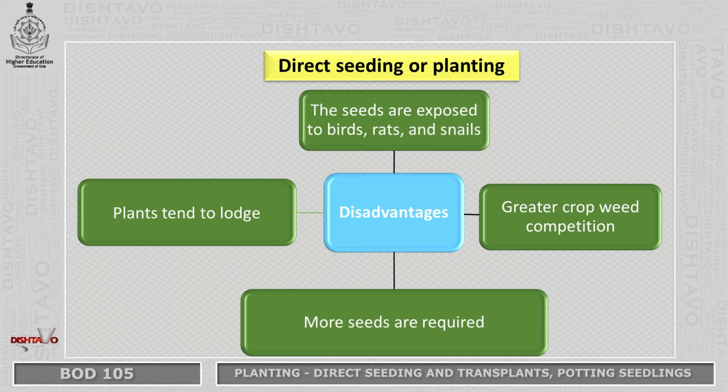What are the disadvantages? Here, the seeds are exposed to birds, rats and snails. Also, the plants tend to lodge. Also, there will be greater crop yield competition and more seeds are required.